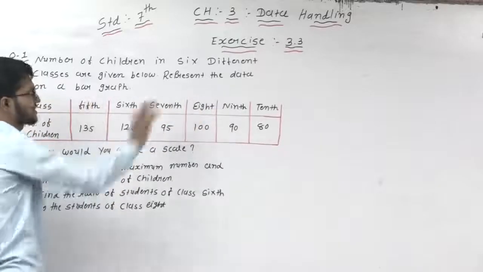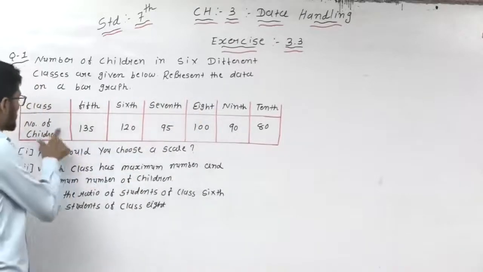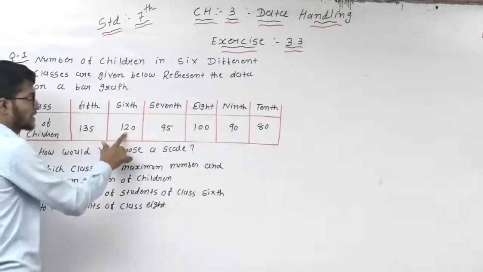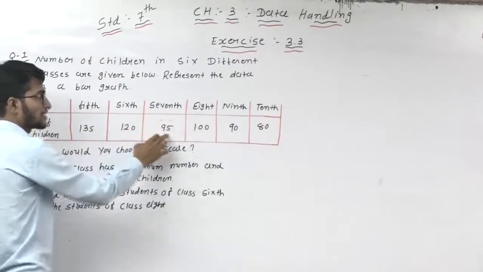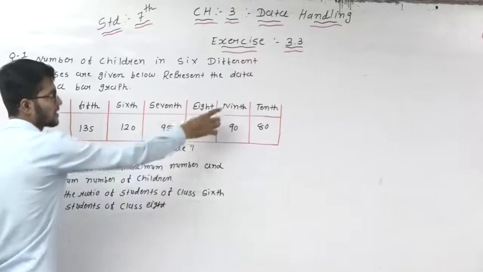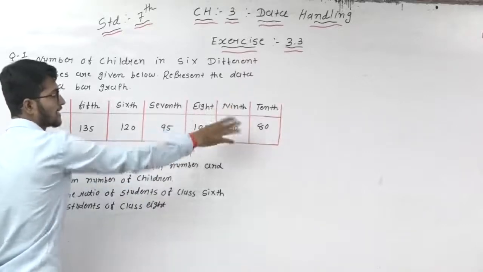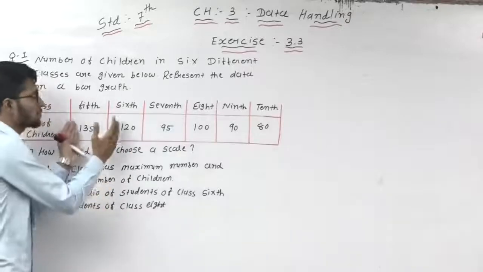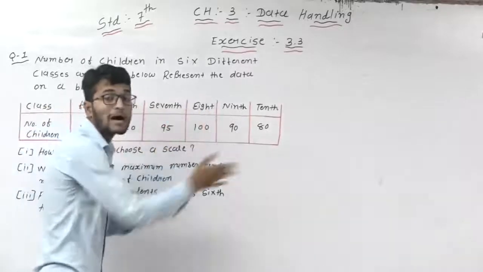This one is total 6 classes. Number of children in 5th class, how many children? 135. 6th class, 120 students. 7th class, 95 students. 8th class, 100 students. 9th class, 90 students. And 10th class, 80 students. So this is our information, and this information we are going to represent on the bar graph.